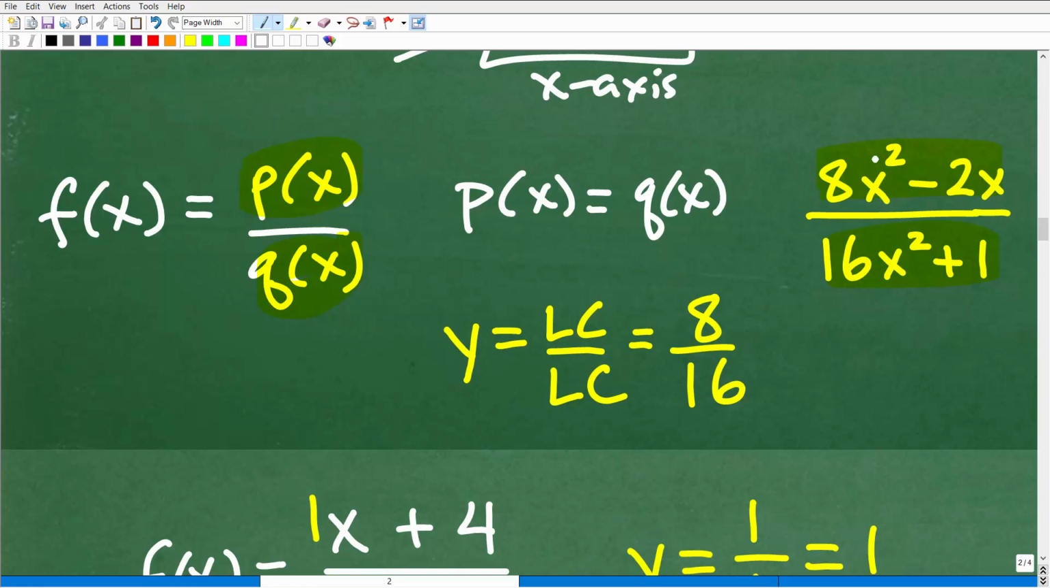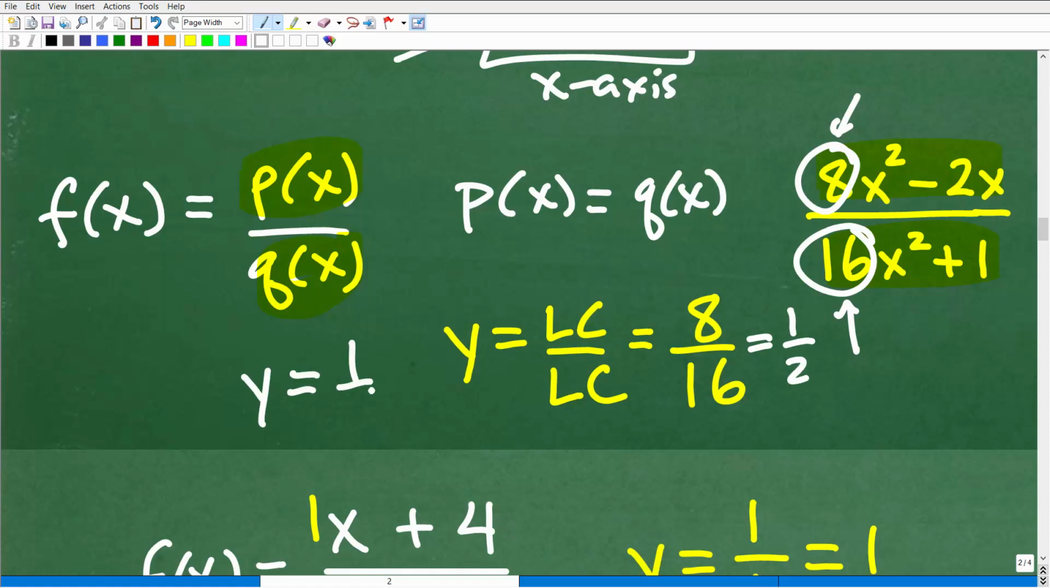So how do we figure out what the horizontal asymptote is? Basically, what you're going to do is take the leading coefficients and construct a fraction. So it's going to be y equals the leading coefficient of this term over the leading coefficient of the term down here. So this would be 8 over 16, or 1/2. So in this case, the horizontal line y equals 1/2 would be an asymptote for this respective graph.